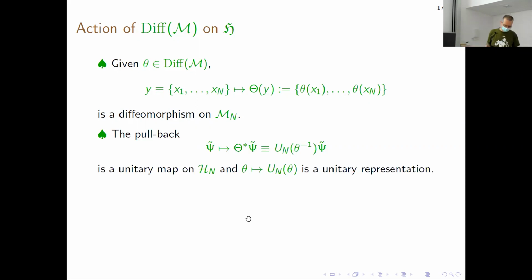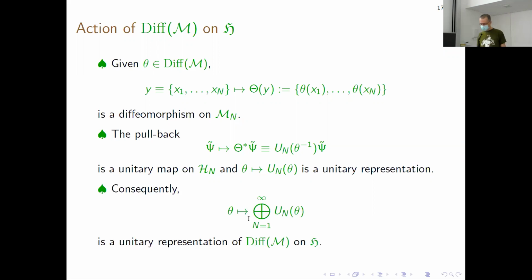And using a formula similar to that which was shown a while ago, you can define a pullback of a Hilbert half-density defined on this manifold here. And it is not difficult to prove that, again, this pullback is a unitary map, and this assignment is a unitary representation of this group on the Hilbert space Hn. So we can take now all these representations and produce a representation of this diffeomorphism group on that large Hilbert space H.